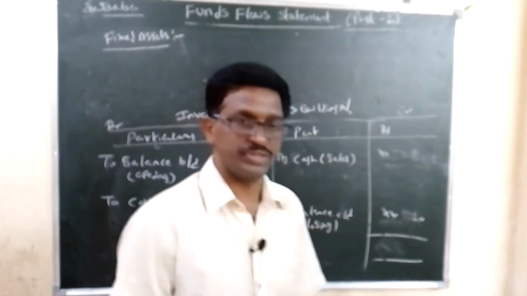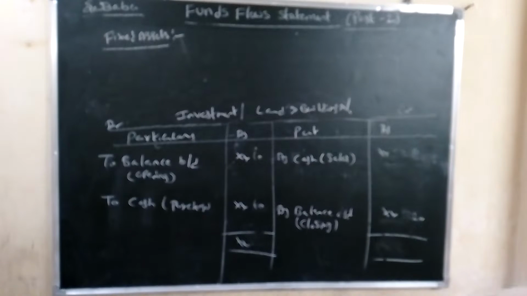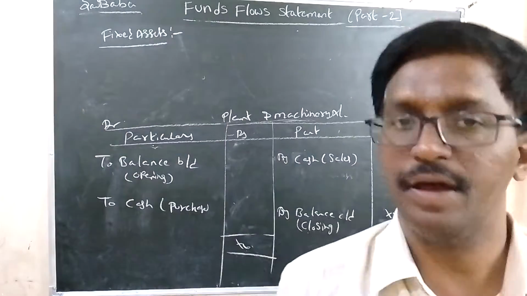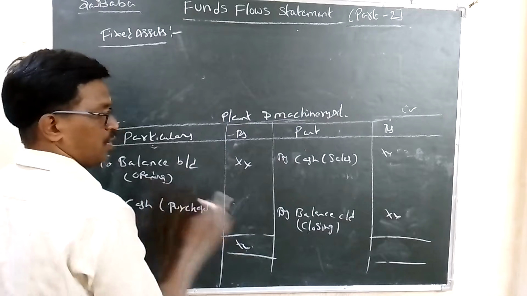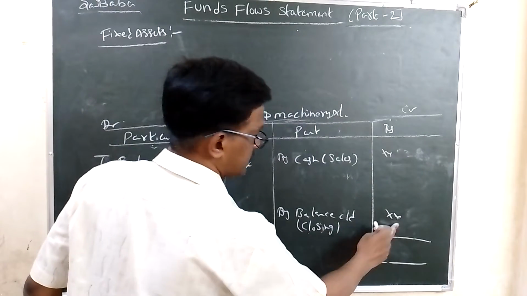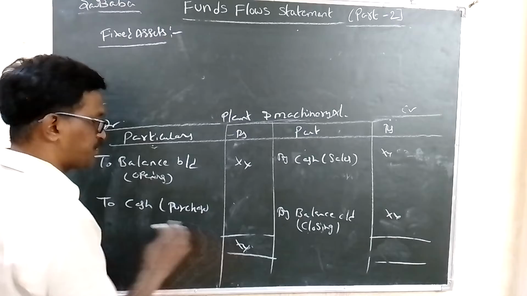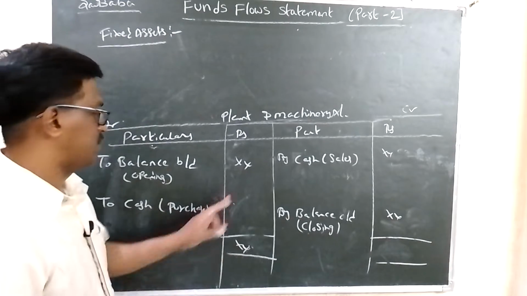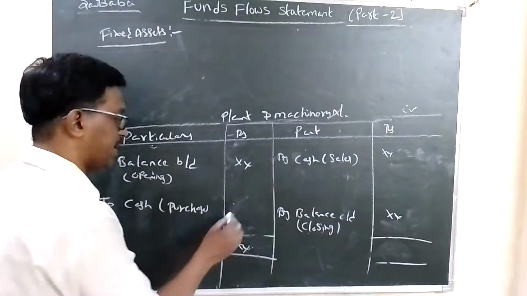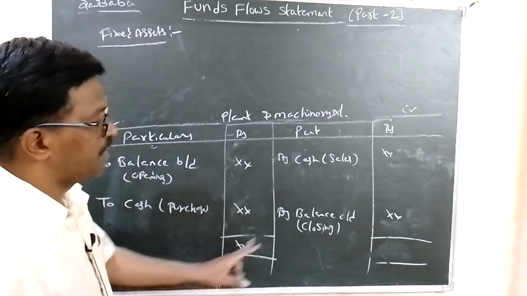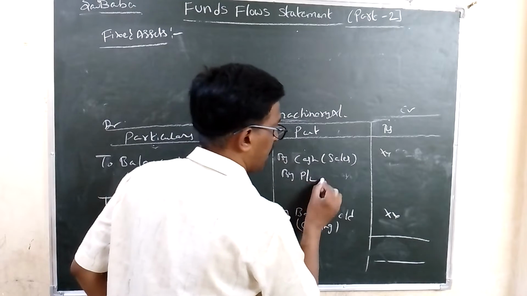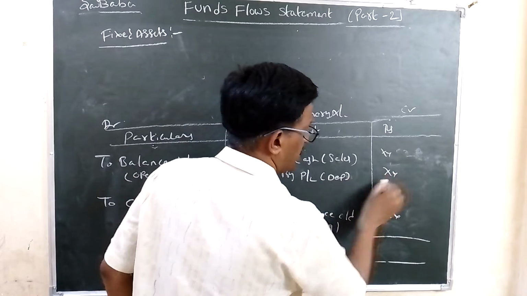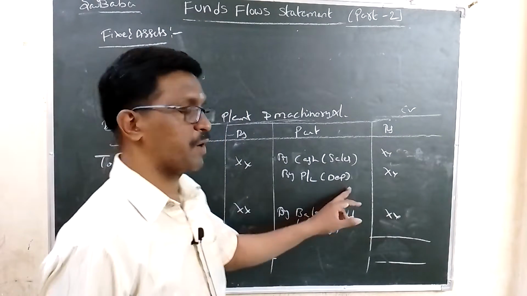Next you have to see the plant and machinery account. Opening balance debit side, to balance brought down; closing balance credit side, by balance carried on. Okay, next, if the plant and machinery amount increases, it is a purchase, so it is to cash purchase. If it decreases, there are two treatments: one by cash sale and one by P/L depreciation. If plant and machinery decreases, it is treated as by profit and loss depreciation amount.